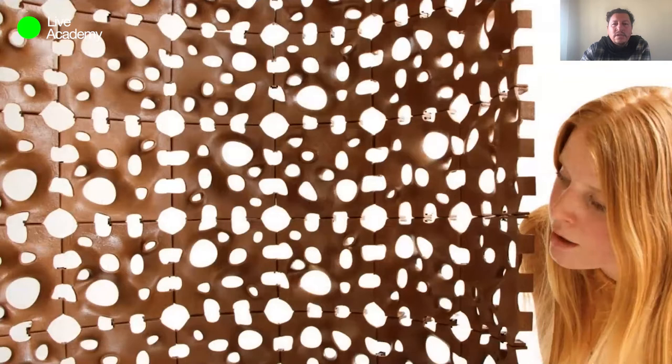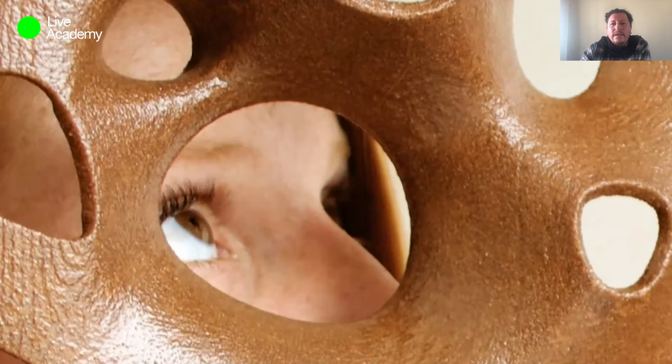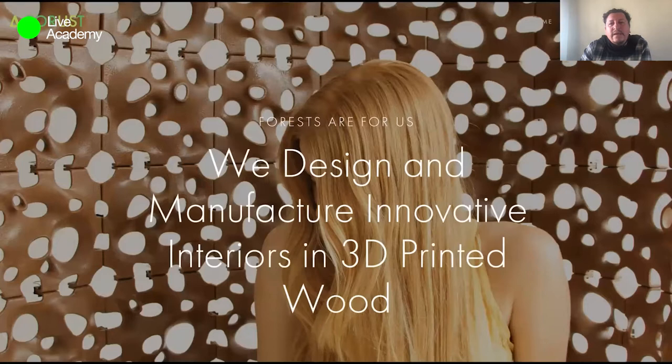And so just last year, we launched a company. We co-founded a company, my partner and I, along with a person who long had a ceramic 3D printing company called Forest. And Forest is a company that takes wood waste and 3D prints architectural and interior elements. And so you can find more information about Forest at forest.io.